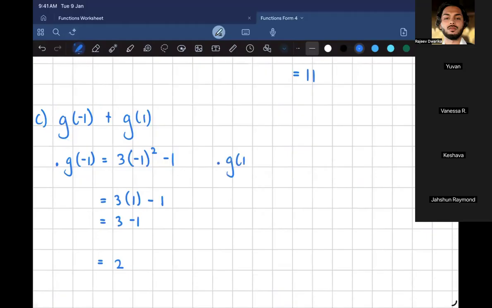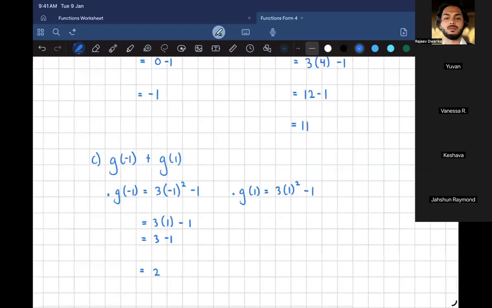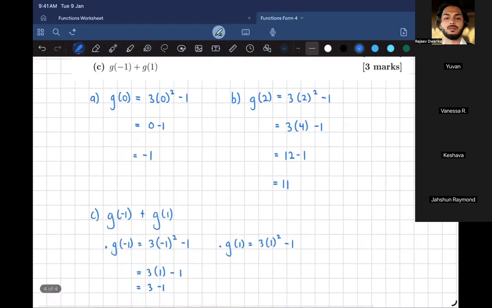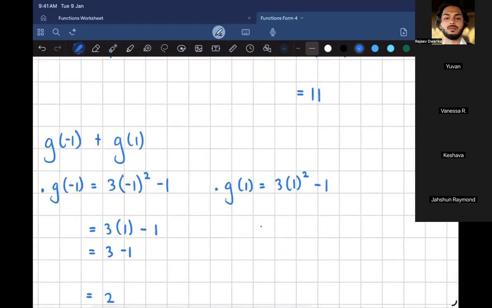Now we have to find g of 1. Keshav, I'm going to ask you for help here. Anywhere I see x, I'm going to write what instead? This is g of 1. So 1. Right, so 3 open bracket 1 close bracket squared minus 1. If you're confused, the original function was 3x squared minus 1. Are you following that? Yes, sir. What's 1 squared?